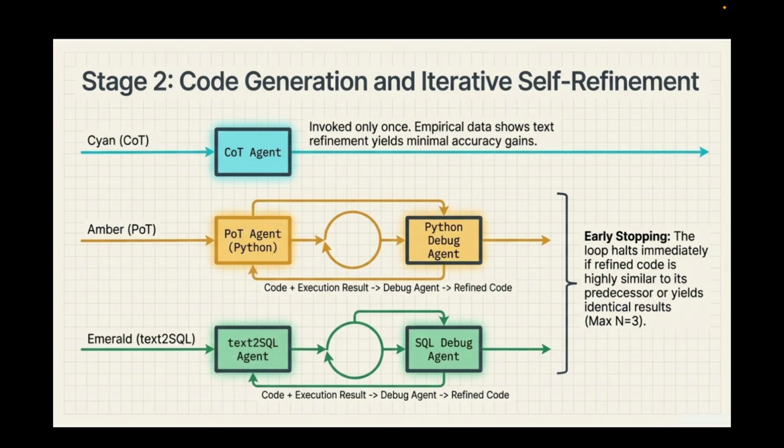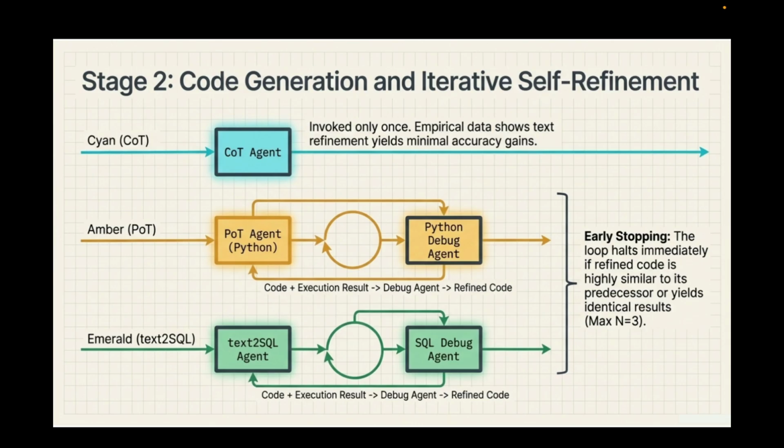This slide explains the answer generation stage. The COT agent generates the answer using natural language reasoning. This is useful for questions where plain reasoning works well. Then the POT agent generates Python code to solve the problem. This is especially useful for numerical reasoning, calculations, filtering, and more structured logic. The text to SQL agent converts the questions to a SQL like query over the table. This is powerful when the table can be handled like a structured database.